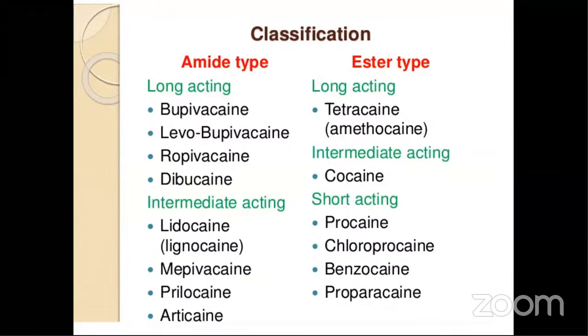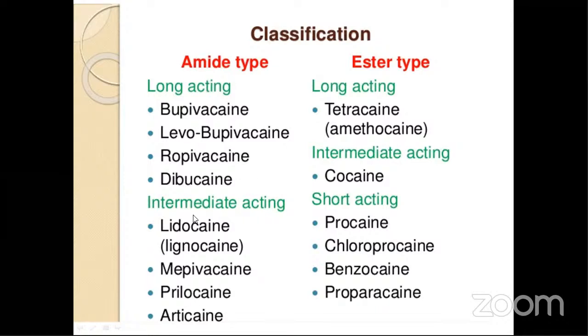Next, we will go for classifications. I already told you there are two types of derivatives: one is ester type, another is amide type. Ester means RCOR dash. Amide means RCONH2. Again, there are different types based on your duration of action. Some are long acting, intermediate acting, short acting.